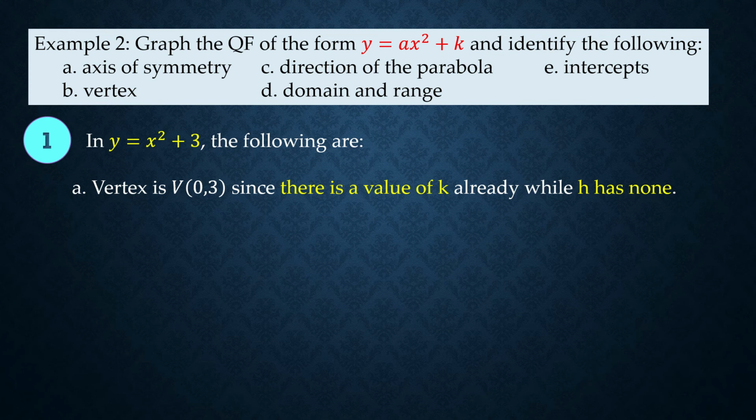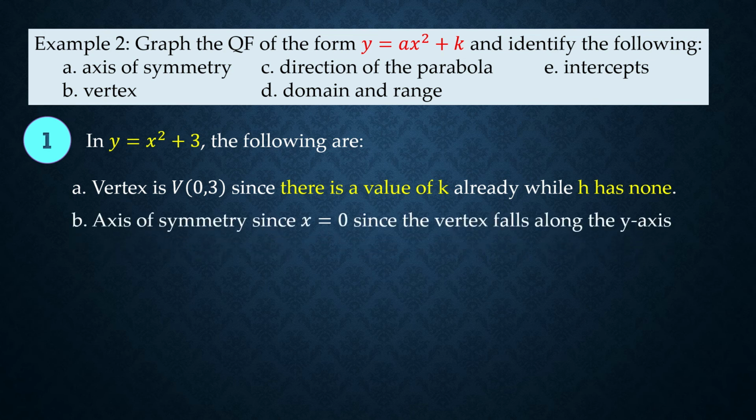Okay. Diba i-define ang vertex as (h, k)? So, sa given kanang second example of the quadratic function, wala na h, pero naa siya k. So, wala h, no? So, therefore, ang vertex is composed of (0, 3). H is 0, then k is positive 3. Okay, ang given sa equation is plus 3 man, so positive 3. Since there is a value of k already, while h has none, so ang h kay 0.